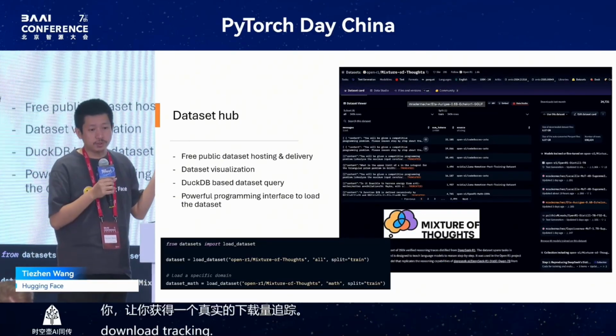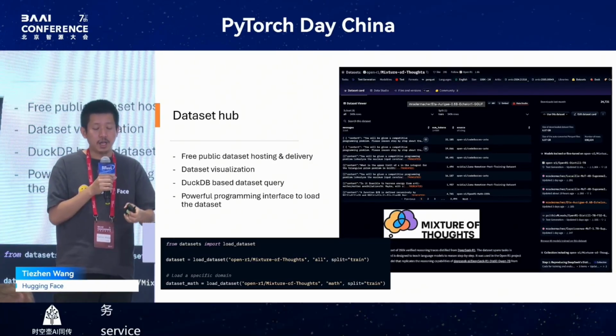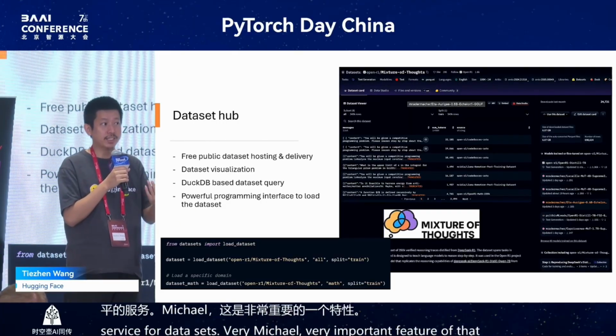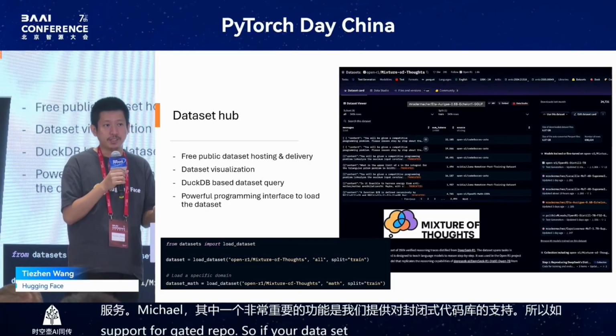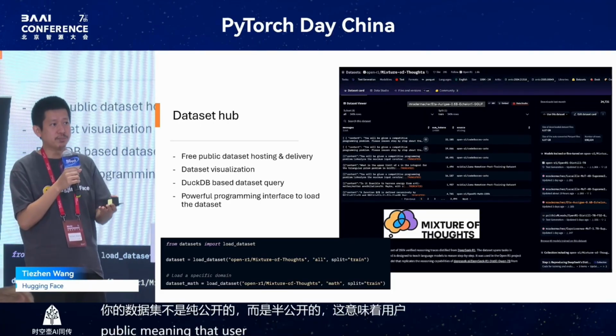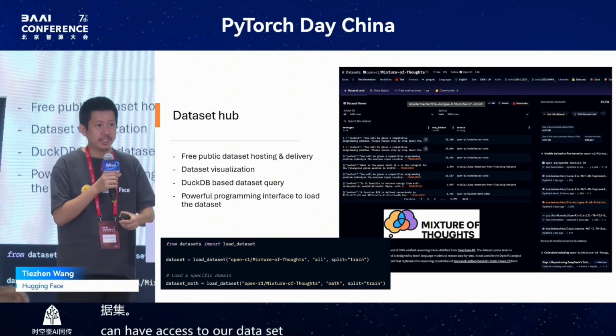So apart from models, we also provide the same level of service for datasets. A very important feature of that is we provide support for gated repos. So if your dataset is not purely public, it's semi-public, meaning that users would have to acquire your permission before they can have access to your dataset, then you can use a gated repo.